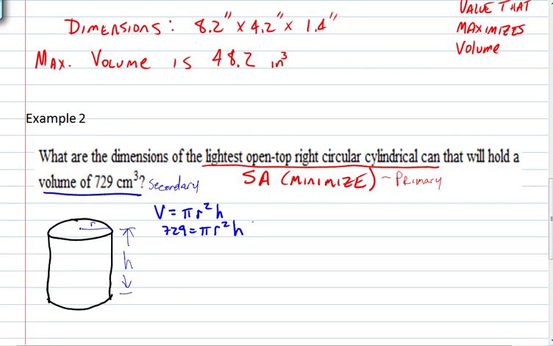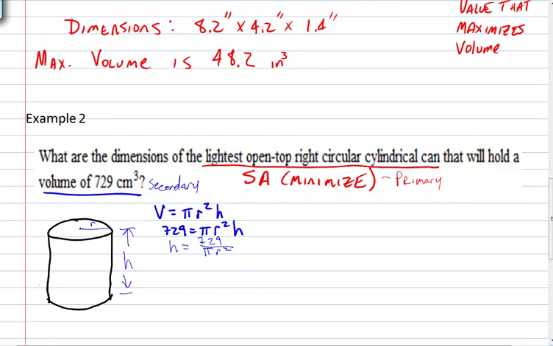Okay. So we could solve this for the height by dividing both sides by pi r squared, and we get the height is equal to 729 over pi r squared, right? That's our secondary equation. Our primary equation is the surface area.